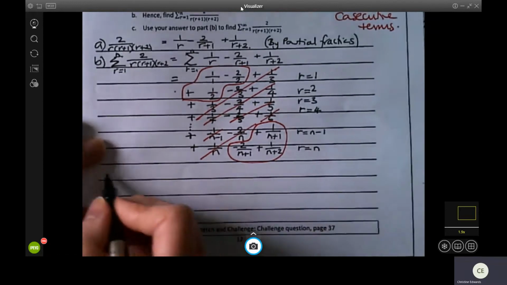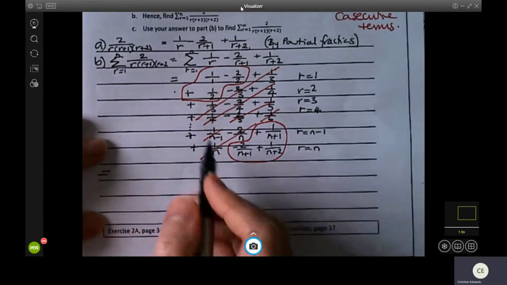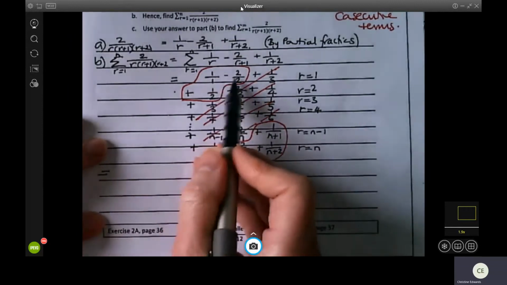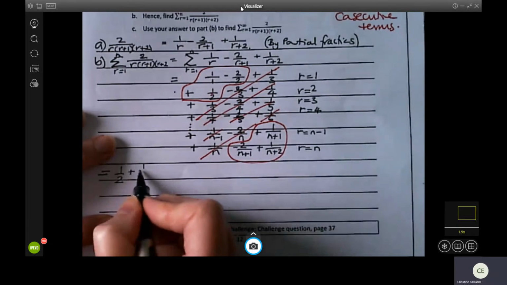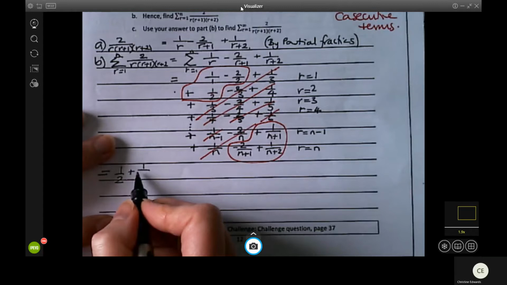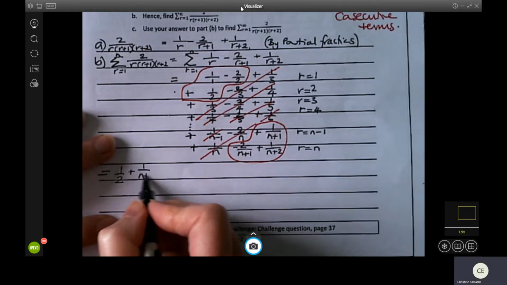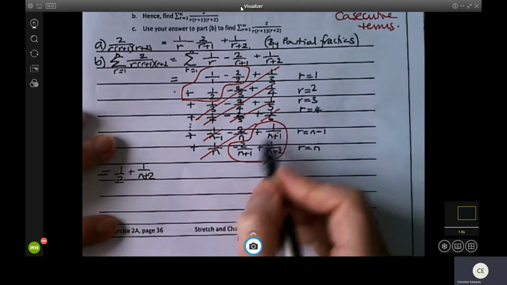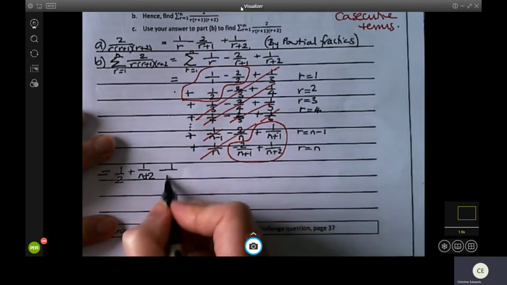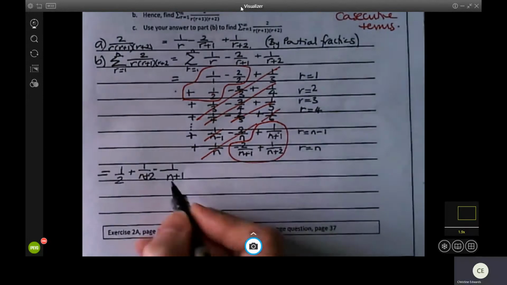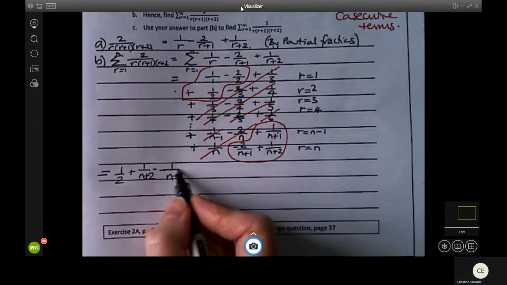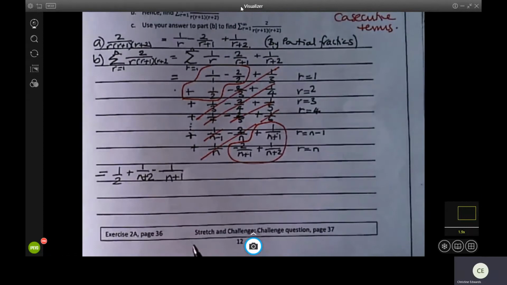So my sum becomes, what have we got here? 1 minus 1 1/2 plus 1 over n plus 2, and then we've got these two together give us minus 1 over n plus 1. And that's my overall result. Okay.